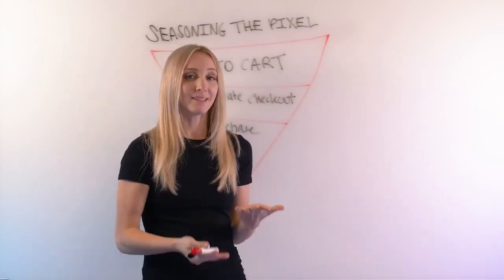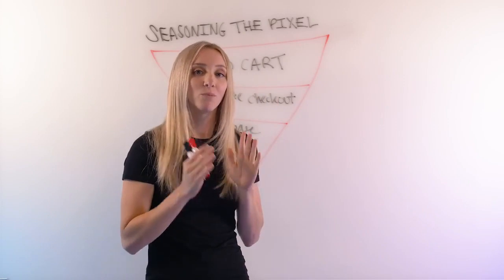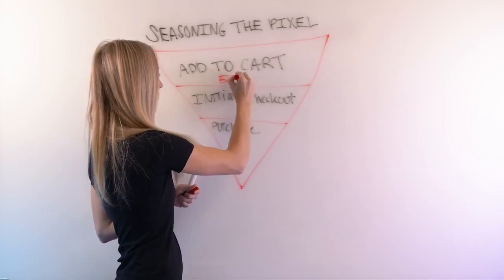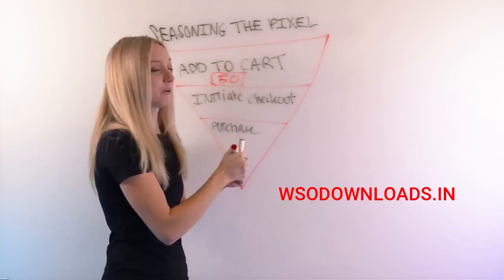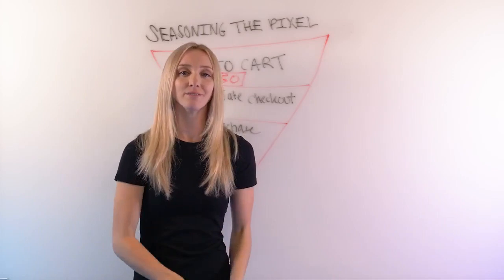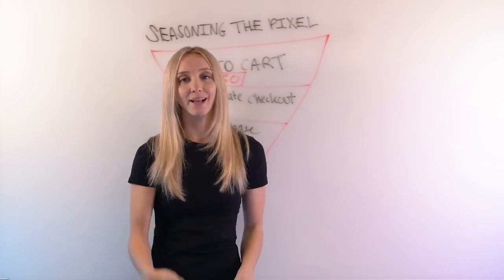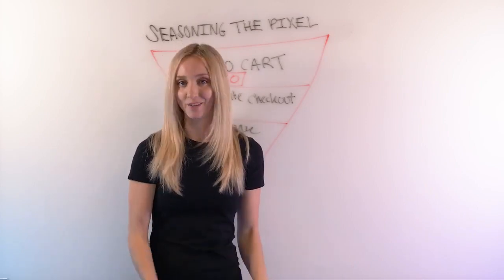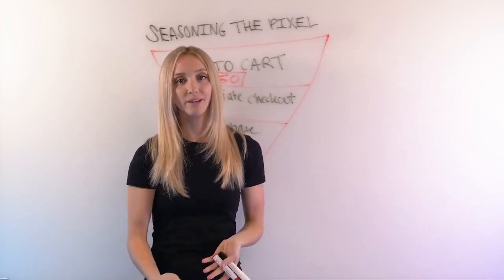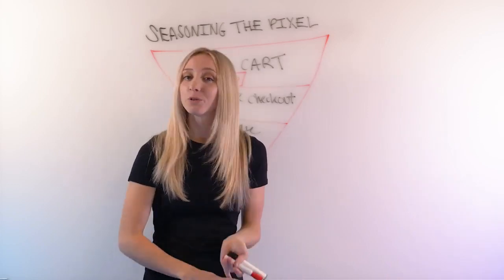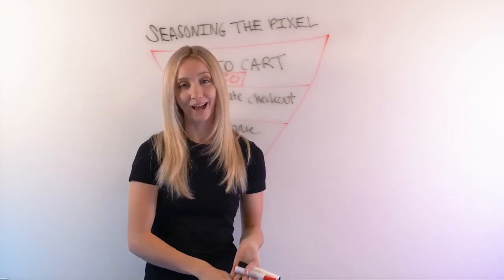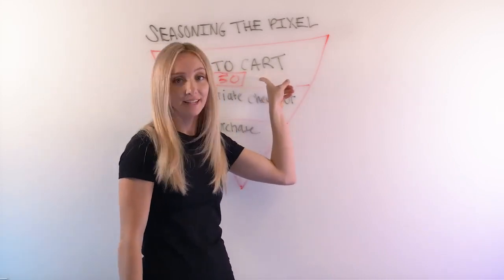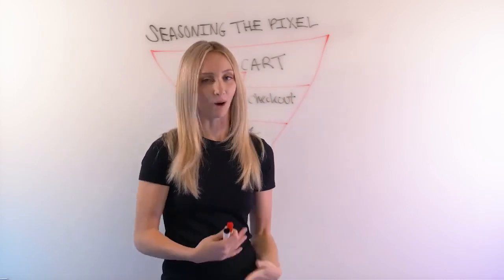So what do I mean by seasoning the pixel? The most important thing to remember when seasoning the pixel is the rule of 50. And what that means is that you need 50 conversion events each week in order for the ad set to be optimized. If you've advertised using Facebook ads before, this should sound very familiar. You need 50 conversions a week in order for the pixel to understand who your ideal customer is and who to better serve the ads to. So 50 add to carts a week on each ad set is needed to get through the learning phase and to get your ad set optimized.